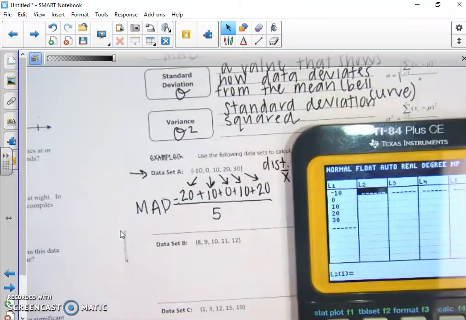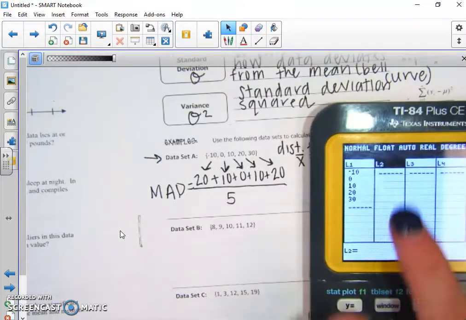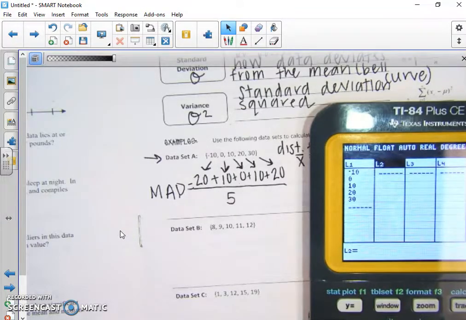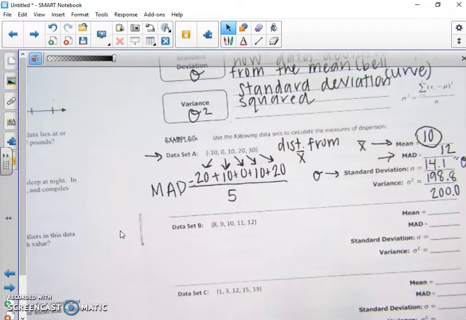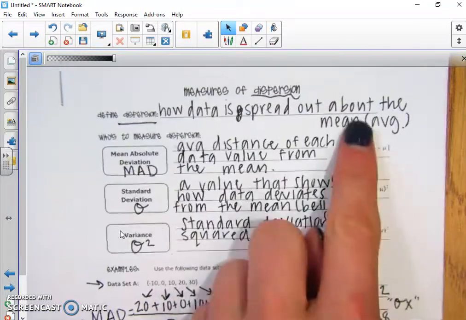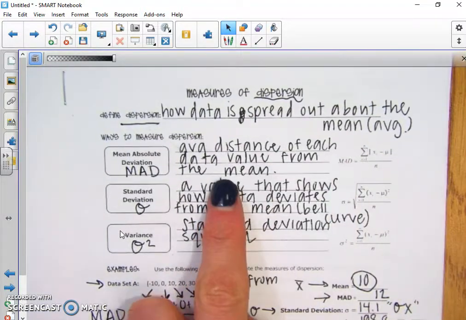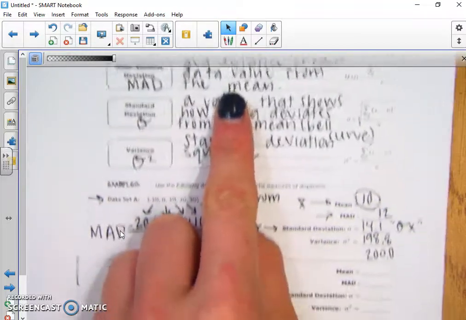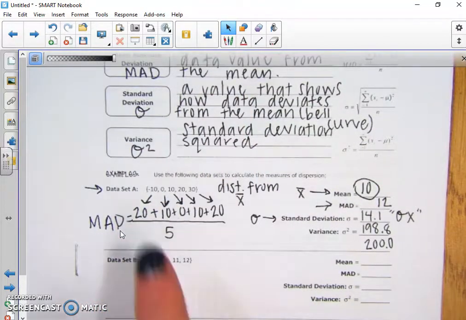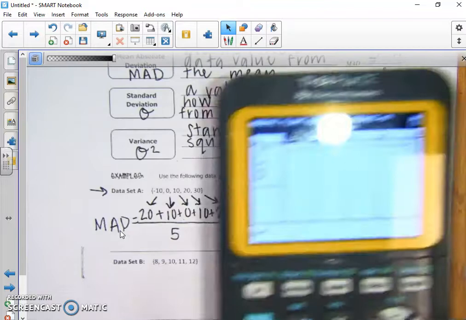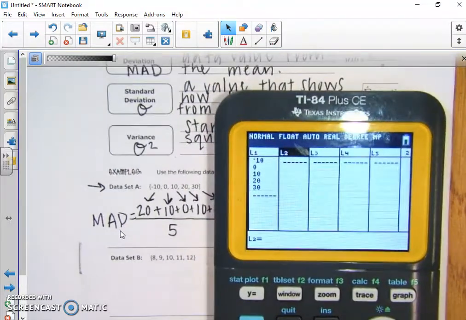Then what we're going to do is we're going to go over to L2, and we're going to highlight L2. Now, the mean absolute deviation is the average of the distances between each data value and the mean. So we need to find the distance between each data value and the mean. Here's how we do this. Distance is the absolute value of the difference between two numbers.